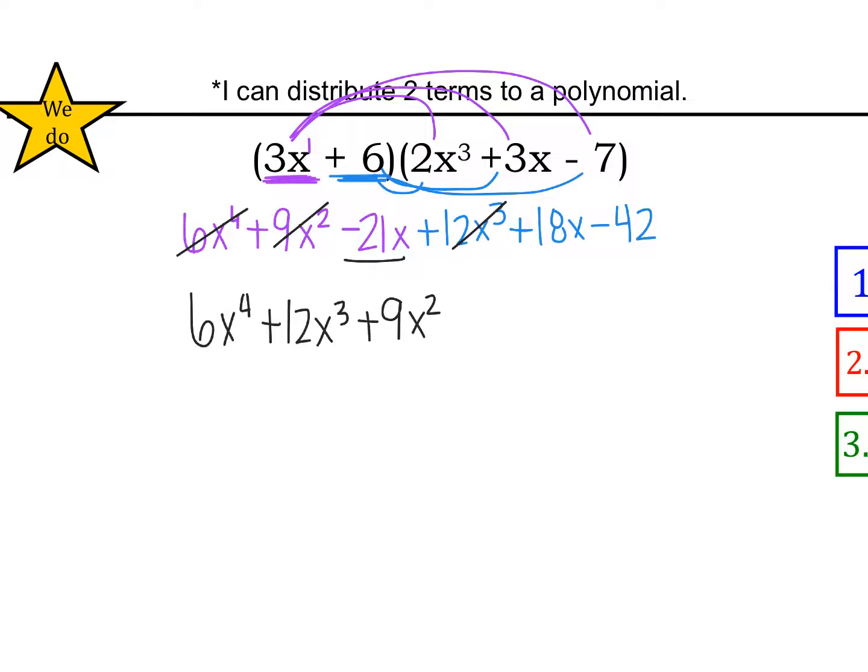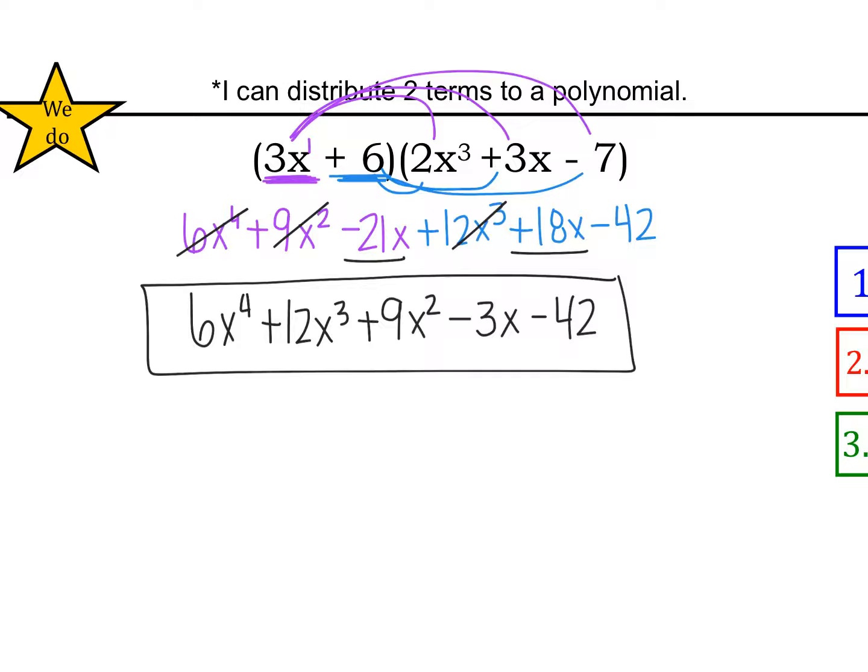However, I have a negative 21x and a positive 18x. So when I put those together, I get negative 3x, because negative 21x plus 18x gives me negative 3x. And then I have nothing to put that constant negative 42 with. So that is my answer.